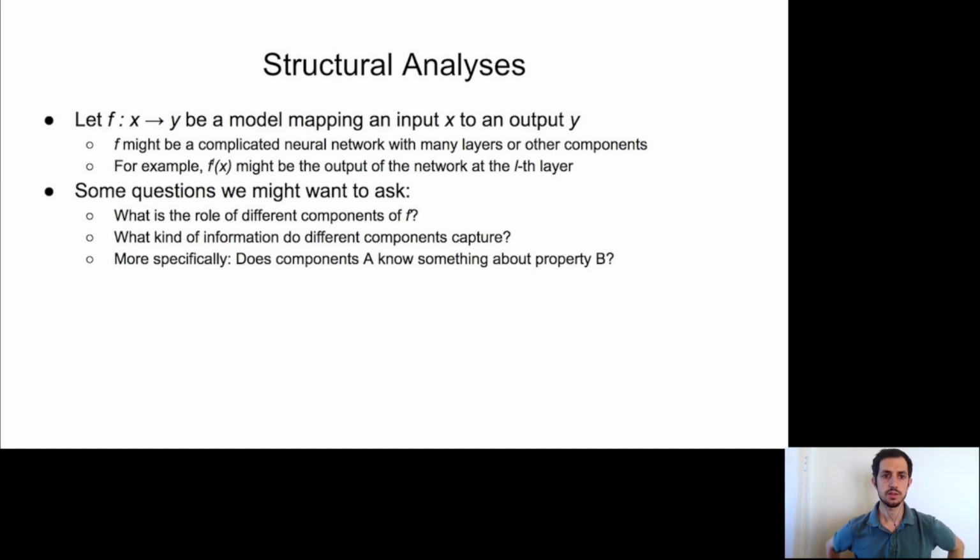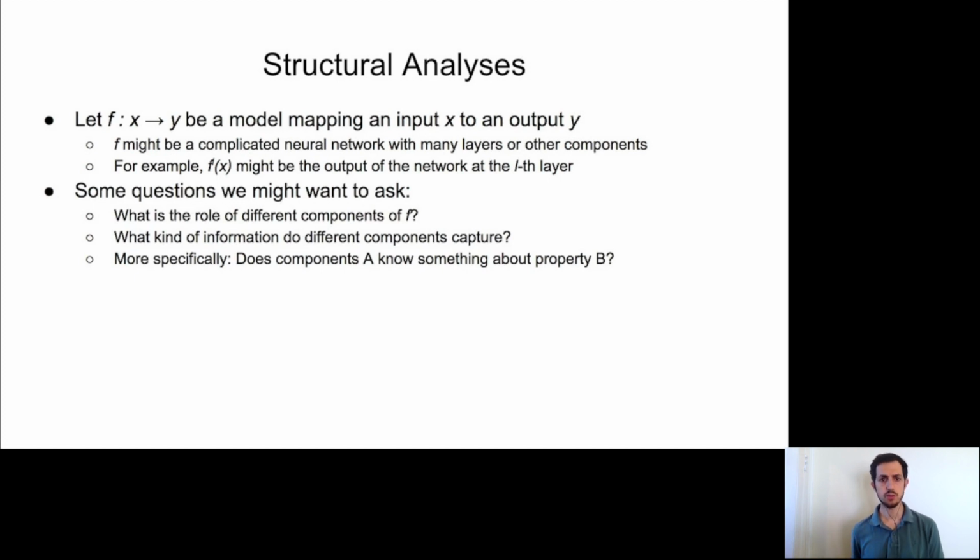Our first kind of analysis approach is structural analyses. These are analyses that are focused on the structure of models. So our setup will be a function f which is mapping some input x to some output y. And f might be a very complicated neural network with all sorts of layers or other components. And we might be interested in various elements in this deep neural net. For instance, we might look at a specific layer of the deep neural net and the output of that layer.